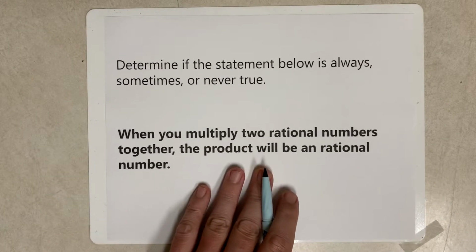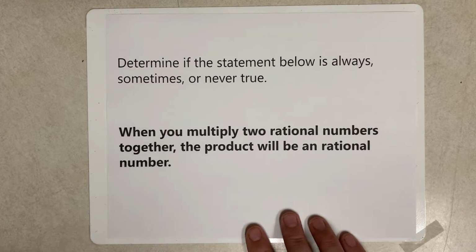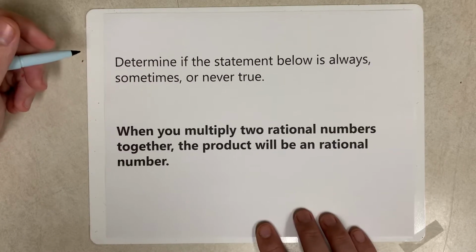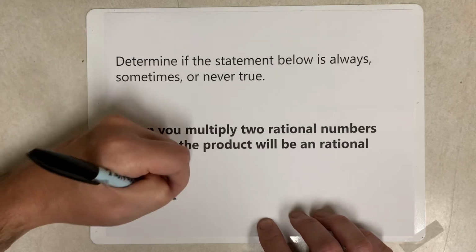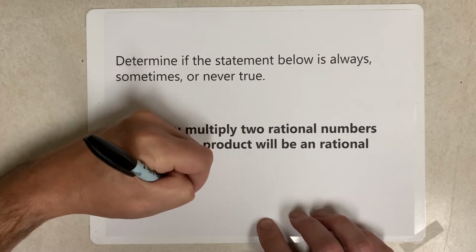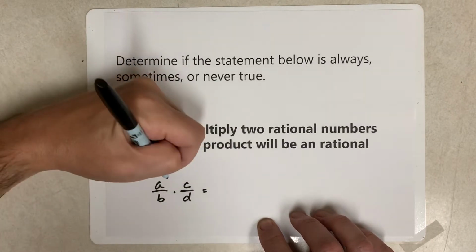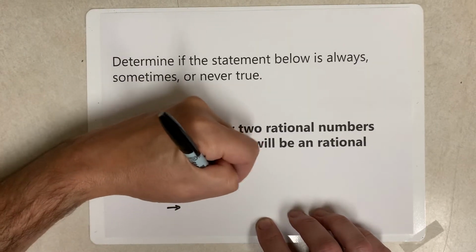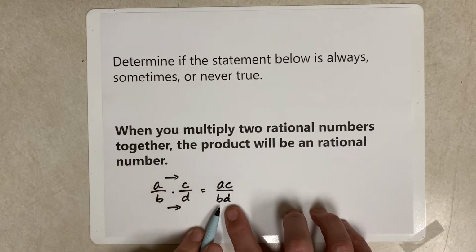Let's try this one. When you multiply two rational numbers together, the product will be a rational number. Always, sometimes, or never. So let's take a look. If you take two rational numbers, so again, we're talking about fractions, right? I'm kind of switching back and forth, so you have to have a good feeling for these sets. Let's say we take our a over b, rational, and we multiply that by c over d this time. Well, if you remember, when you multiply two fractions together, you multiply across, don't you? So we have a times c over b times d. And again, b and d are both non-zero, so we're okay.